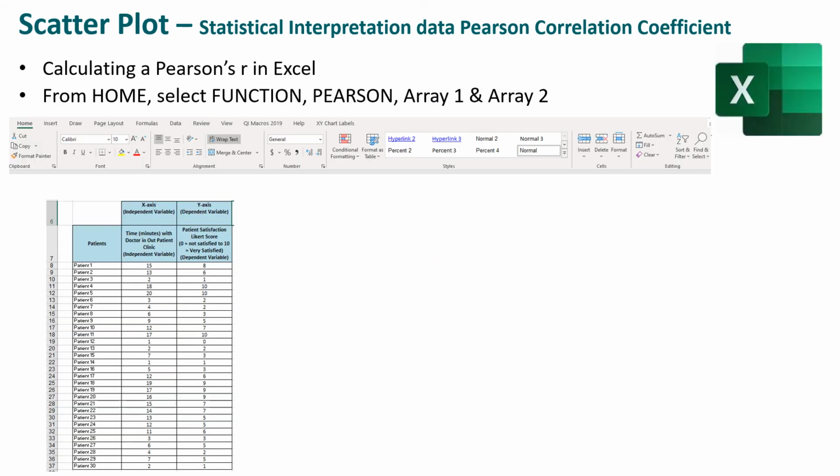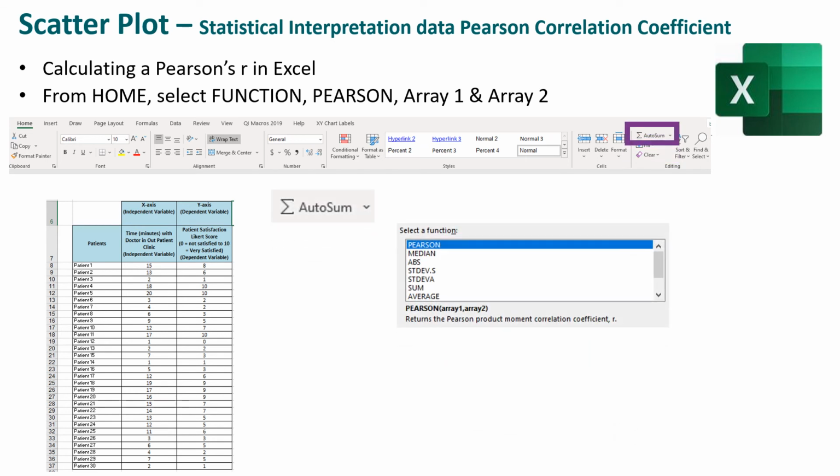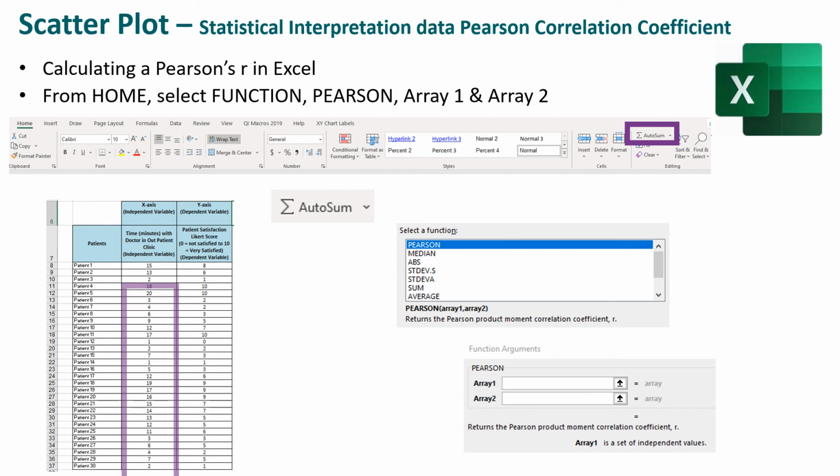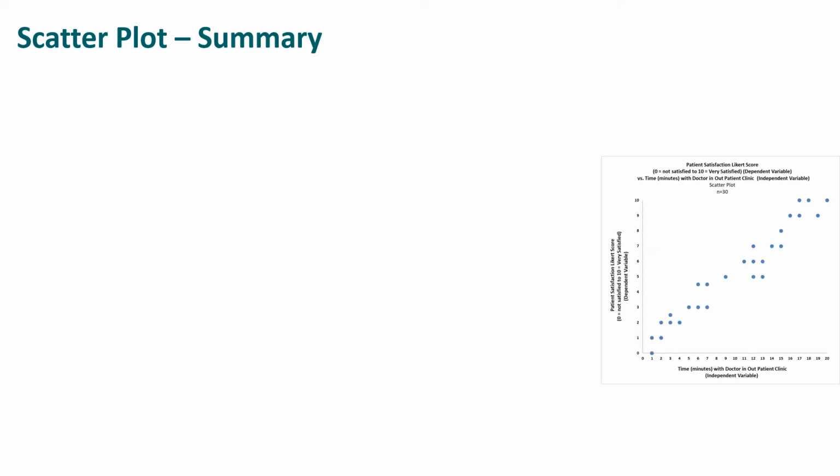You can very easily calculate the Pearson's R using Excel or some other statistical programs such as SAS, Minitab or SPSS. How it works is from the Home menu, select Function, and then you select Pearson and the array. The first array is your first column and your second array is the second column, and that will calculate your Pearson's R.